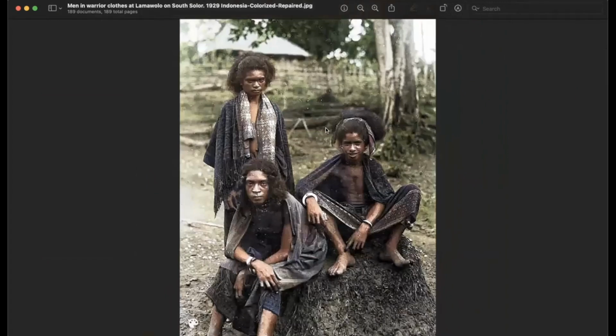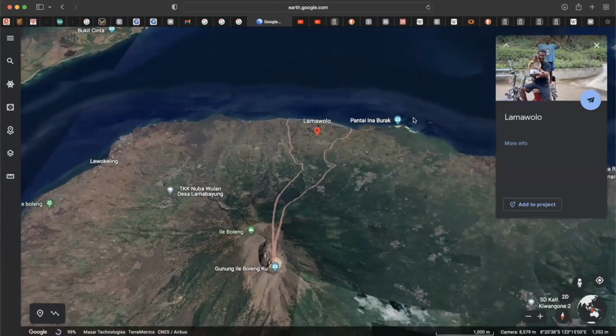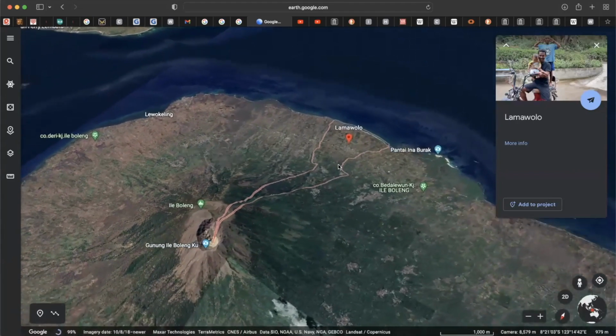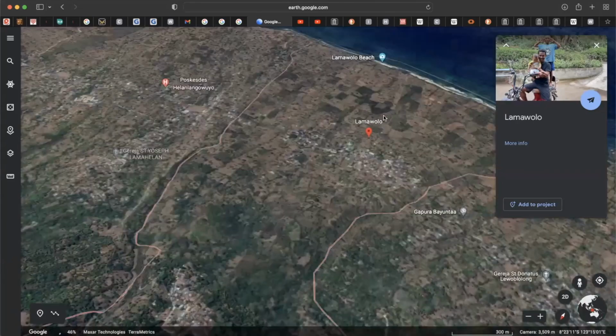Here we have men in warrior clothes at Lamawolo on South Solor. This is 1929, Indonesia, the Indonesian archipelago, the Lamawolo people. And here, real quick, we have the Lamawolo region, right? Look at this volcano right here. Wow, Lamawolo right here.